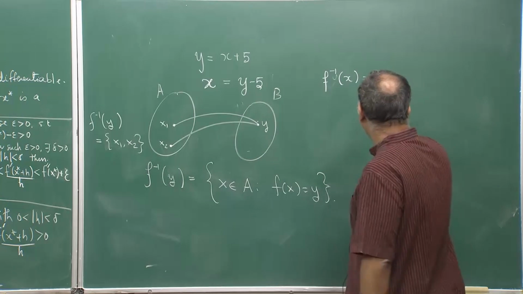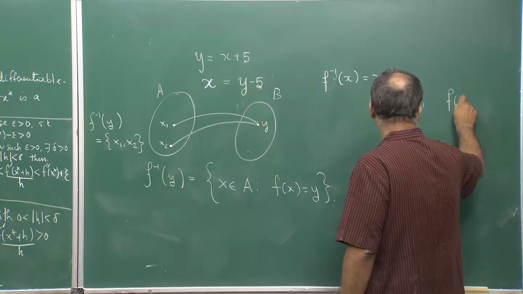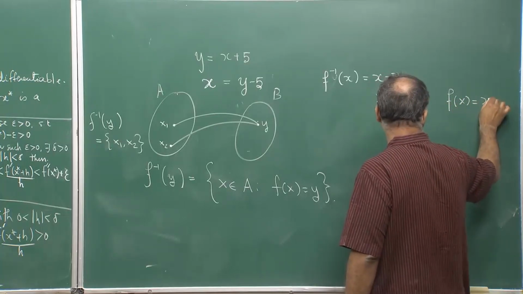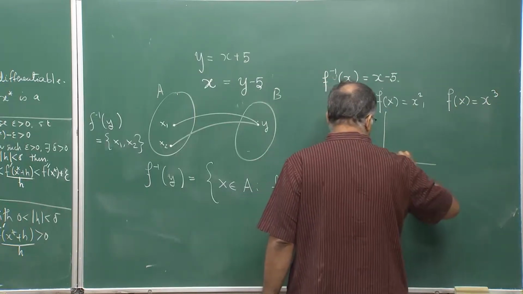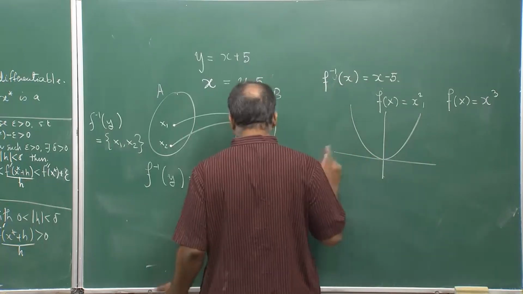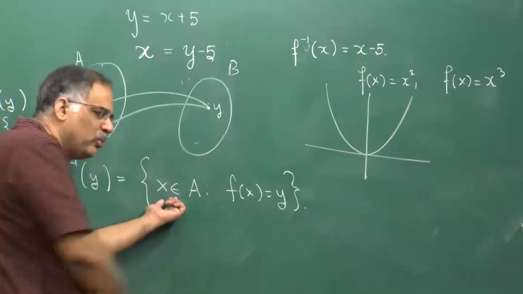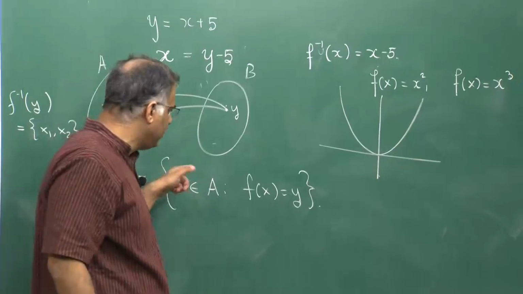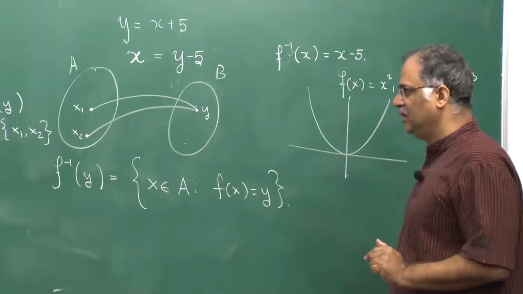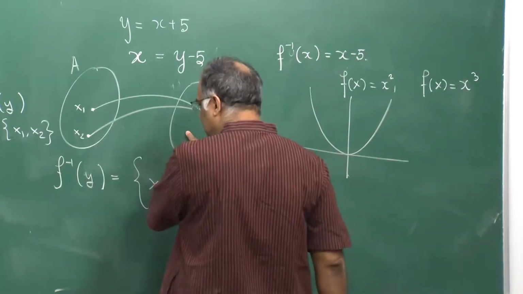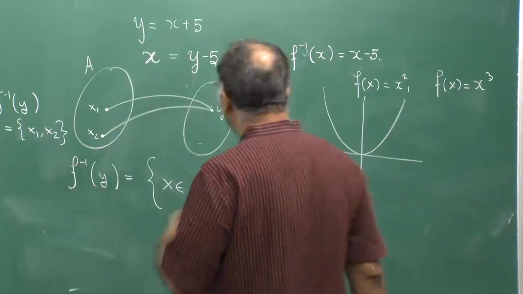For example, I take two simple functions: f(x) equal to x square and f(x) equal to x cube. Look at f(x) equal to x square. If for a given y the inverse image has more than one element, then this inverse is not a function; it is called a set valued map. But if for every y in B the inverse image has only one element x, then we say that the function has an inverse.